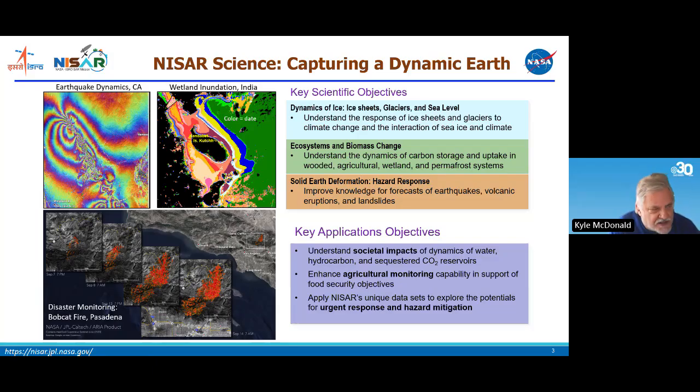And then there's also an urgent response component of the mission, looking at things like oil spills or hazards related to storms or earthquakes and things of that sort, where the mission can actually be tasked with targeting responses as they occur. We have a capability to collect extra data and then get those to a user community. And I think that's a very powerful component of this mission as well.